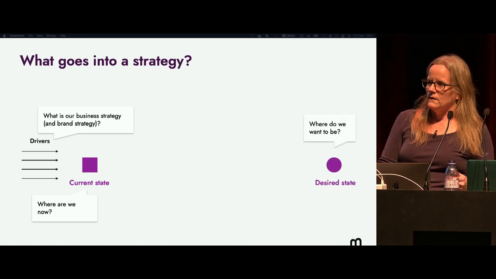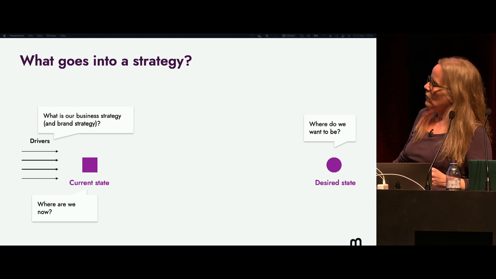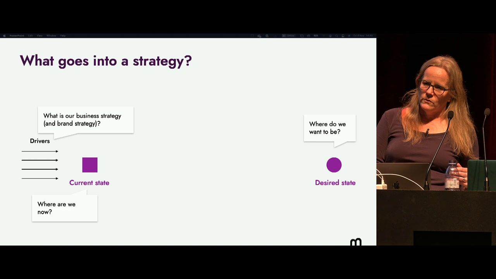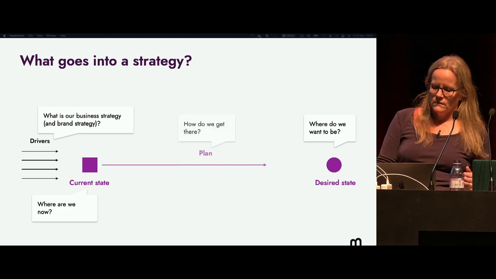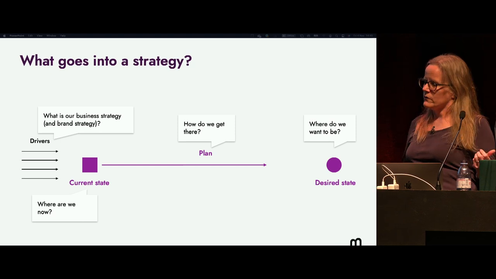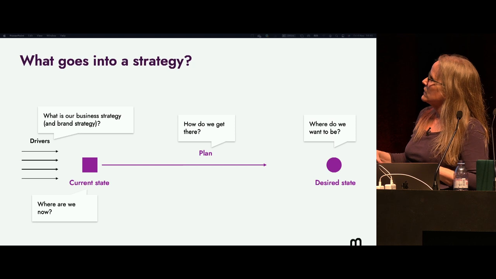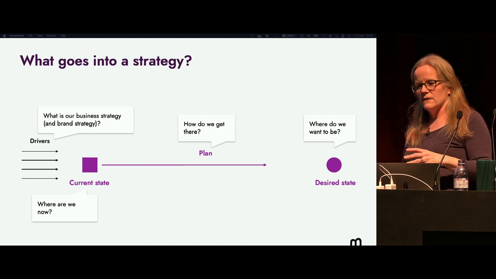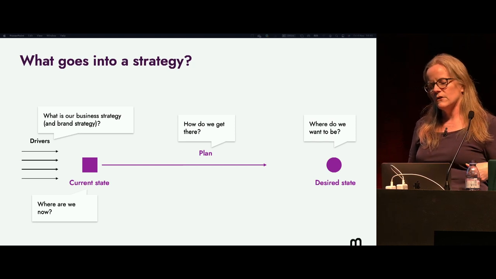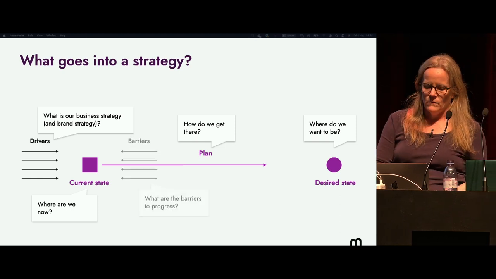So where do we want to be? We know where we are. We know what our drivers are. What's our goal? What's our desired state? Where do we want to be? And once we know where we are and where we want to be, we need to have a plan of how to get there. And that was kind of where it stopped for those definitions that we looked at the beginning. But there's definitely much more to it than that.